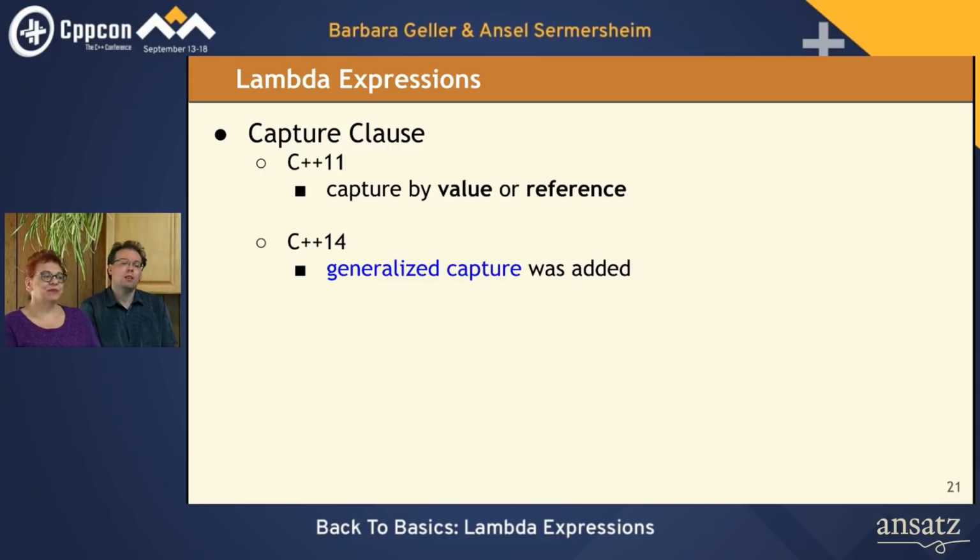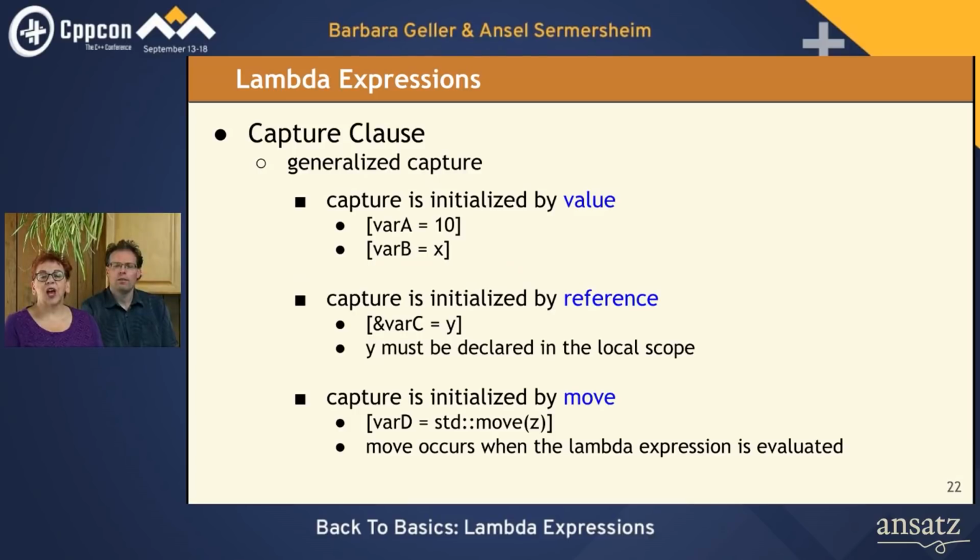So in C++11, all we had was capture by value or capture by reference, as we've just discussed. In C++14, the capture clause was extended, and they added a feature called generalized capture. So what is this? Generalized capture has various forms. And in all of these, the syntax will look like it's doing an assignment. In our first example, you can see that we're doing the capture and we're saying var a equals 10. So we're assigning the value 10 to var a.